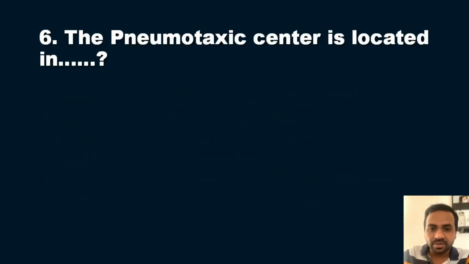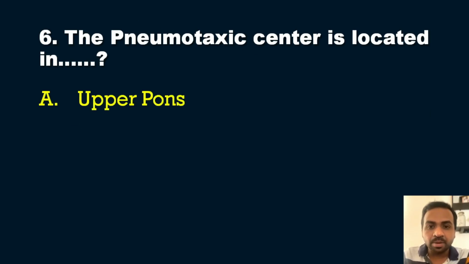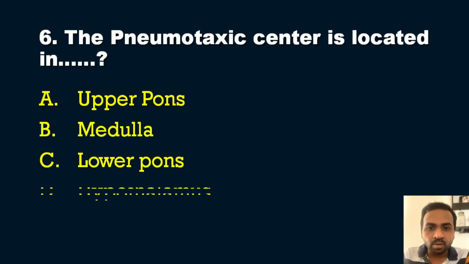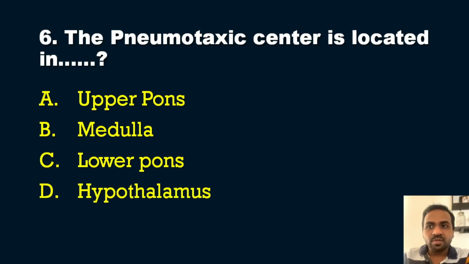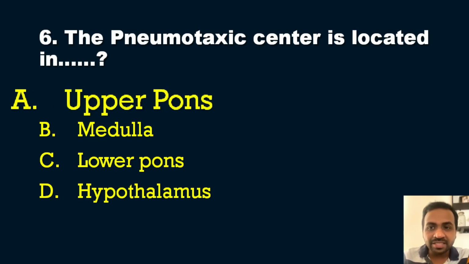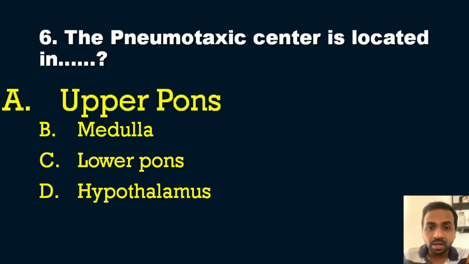Now we can move on to the next question, that is the sixth question, and the question is, the pneumotaxic center is located in dash. The options are option A, upper pons, option B, medulla, option C, lower pons, and option D, hypothalamus. So where is the pneumotaxic center located? The answer for this question is option A, that is upper pons.